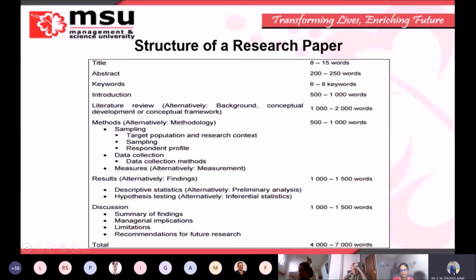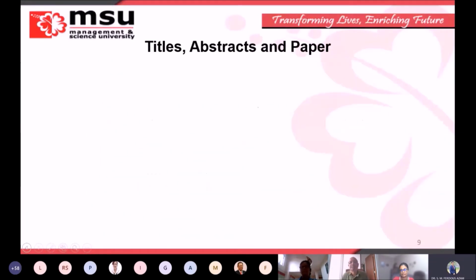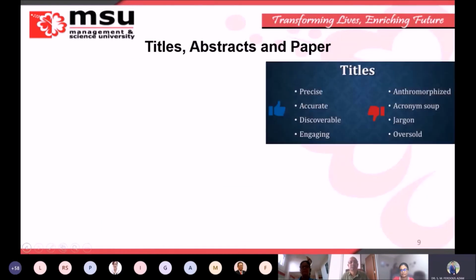Just like the next slide, structure of a research paper. I think we have presented before, but again, we treat this as a new forum, just to give you an idea of how we can structure a research paper: title, how many words, abstract, how many words. So these are the ideas we can proceed with for a good structure of our article or quality manuscript that you are talking about.